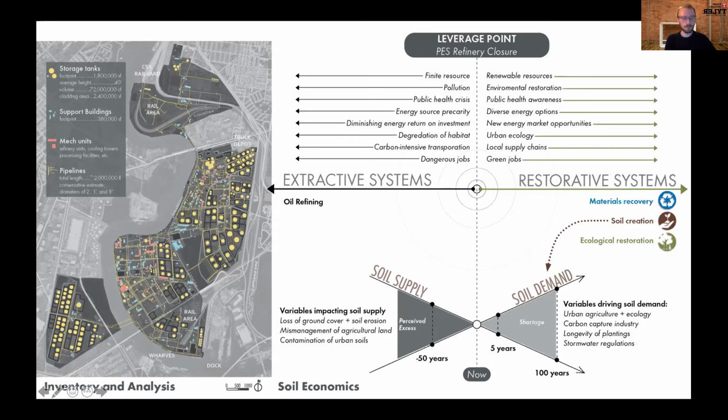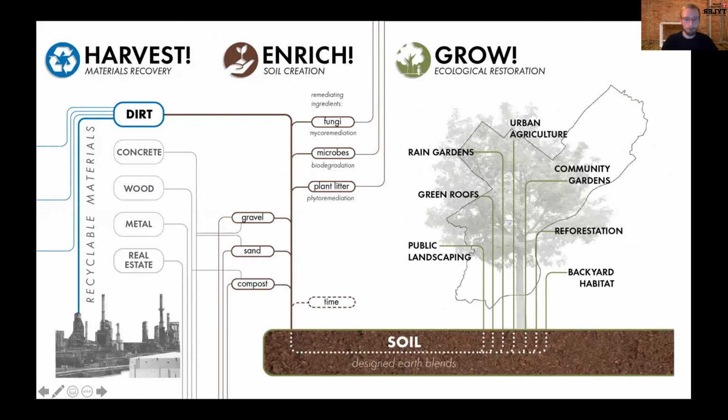One such material could be dirt. Next slide. Soil quality has been falling consistently over the last century, especially in urban areas, and this site is certainly no exception. That said, dirt from the site and others can be recovered. Washing, remediation, and enrichment through the addition of mycelium, microbes, compost, gravel, and sand can transform dirt into soil. And soil is the foundation of all life. It can be used as the basis for green infrastructure and ecological plantings, both on the refinery site and around the rest of Philadelphia. Next slide.